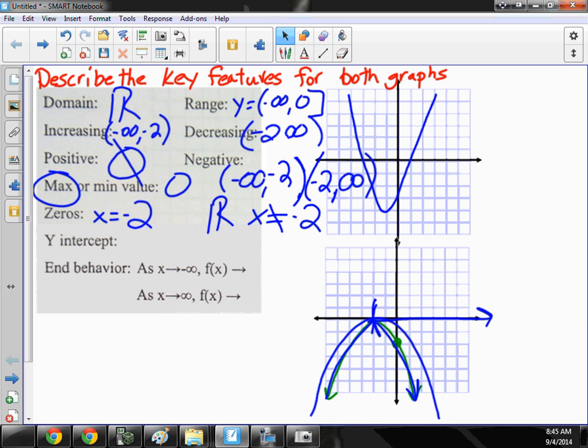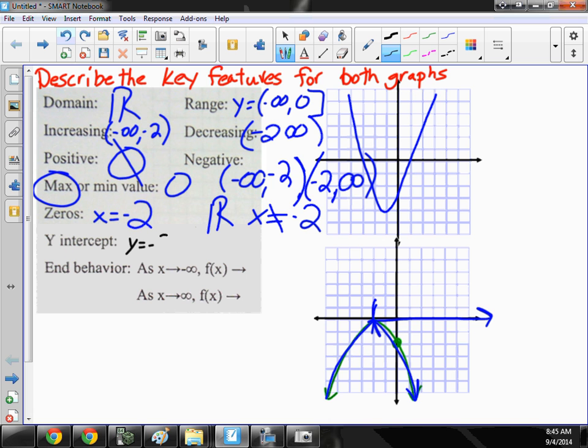All right, y-intercept. Y equals -2 because it crosses the y-axis at -2. And end behavior. As x approaches negative infinity, f of x approaches negative infinity. As x approaches infinity, f of x approaches negative infinity. So both ends are going down.